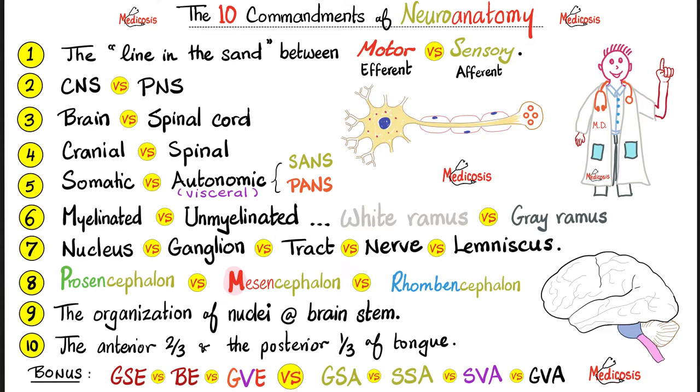You shall know the difference between myelinated fibers and unmyelinated fibers. And you should know the differences among nucleus, ganglion, tract, nerve, lemniscus, fasciculus, and much more. Today we are talking about Guillain-Barré. It affects the peripheral nervous system and not the central one, for the most part.